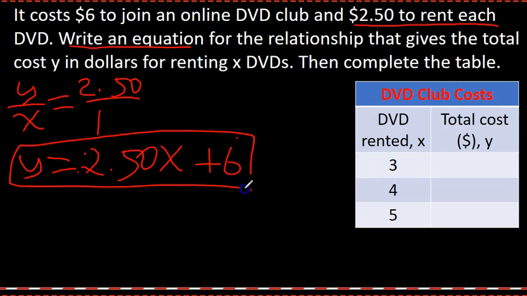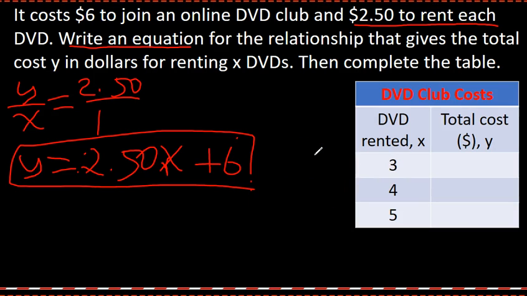So you pay $6 just to join the club. If you don't rent any movie at all, you just pay the $6, because x will be 0, and 0 times this is 0. If you rent one movie, you pay $2.50 plus $6. If you rent 3 movies, make sense? Depending on the number of movies you rent, that gives you the total price you're going to pay. And so if you rented 3 DVDs, how much are you going to pay?